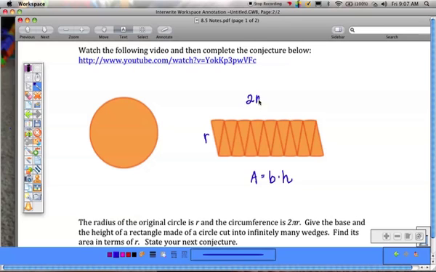So the circumference is 2 pi r, and we take half of that. 2 divided by 2 cancels to a 1. So this side length is pi times r. And we're going to multiply it by the height, r. So the area of a circle is pi r times r, or pi r squared. And that's the area of a circle. And again, the video does a pretty good job of illustrating why it's pi times the radius squared.